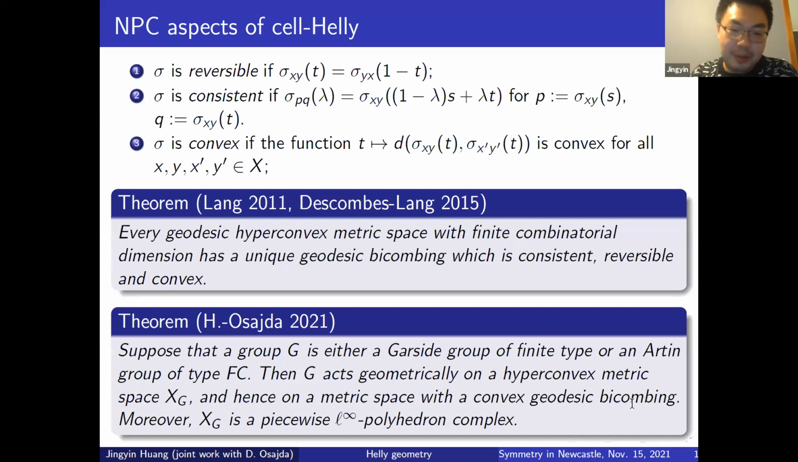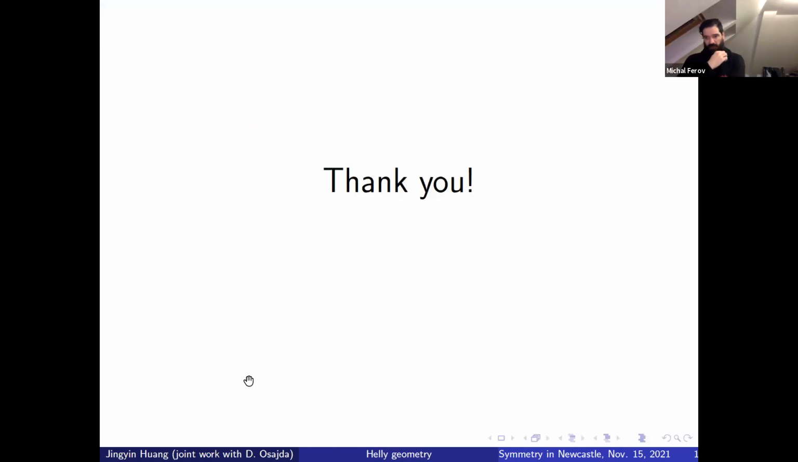We also know a bit more. This space has a polyhedral structure. It is made of polyhedra lying inside some finite dimensional L infinity space, and we glue these L infinity polyhedra together. So this is the space I wanted to describe, which is acted on geometrically by a Garside group or an Artin group of type FC. I think it's time for me to stop. Thank you very much for your attention.